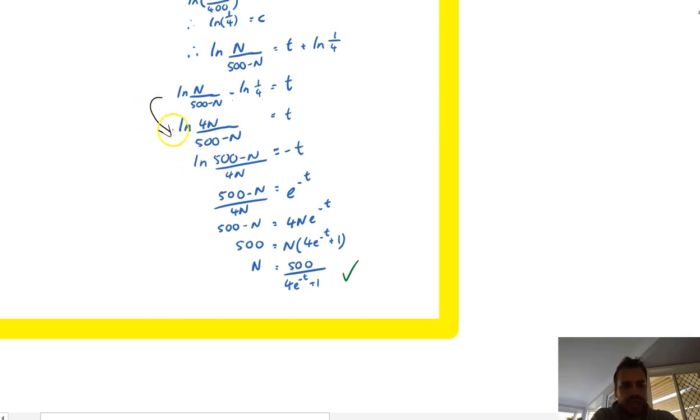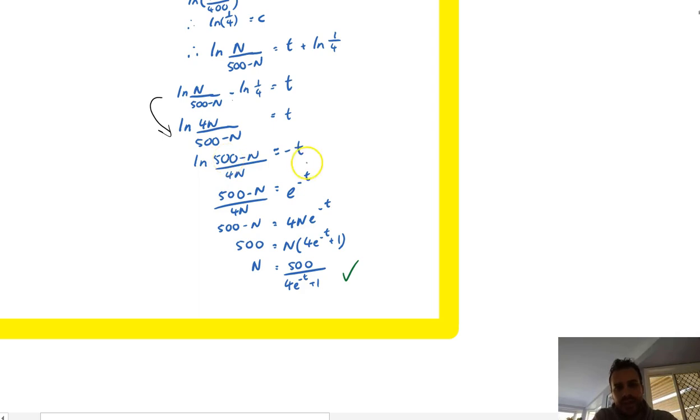And then we've just rearranged it. So by taking the reciprocal here, we'll get negative t. Again, you can play with that a little bit, but one way to do it would have been to go back 2 steps, make negative t over here, and it would have been ln 1/4 minus ln(n on 500 minus n), which would have had the result of flipping that.